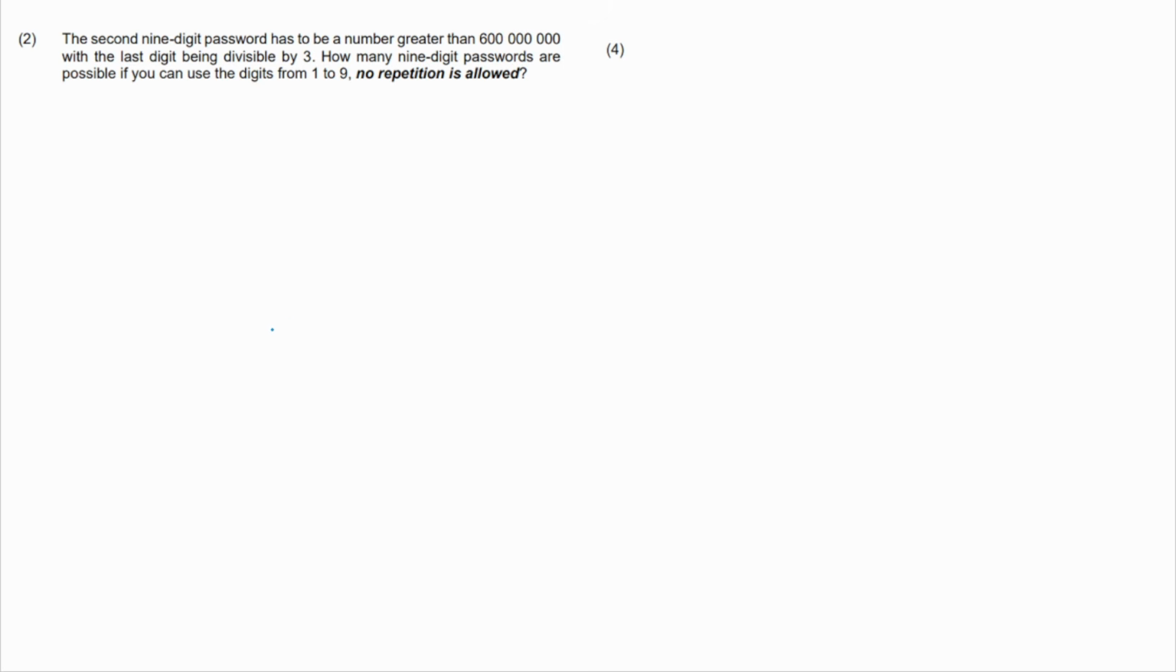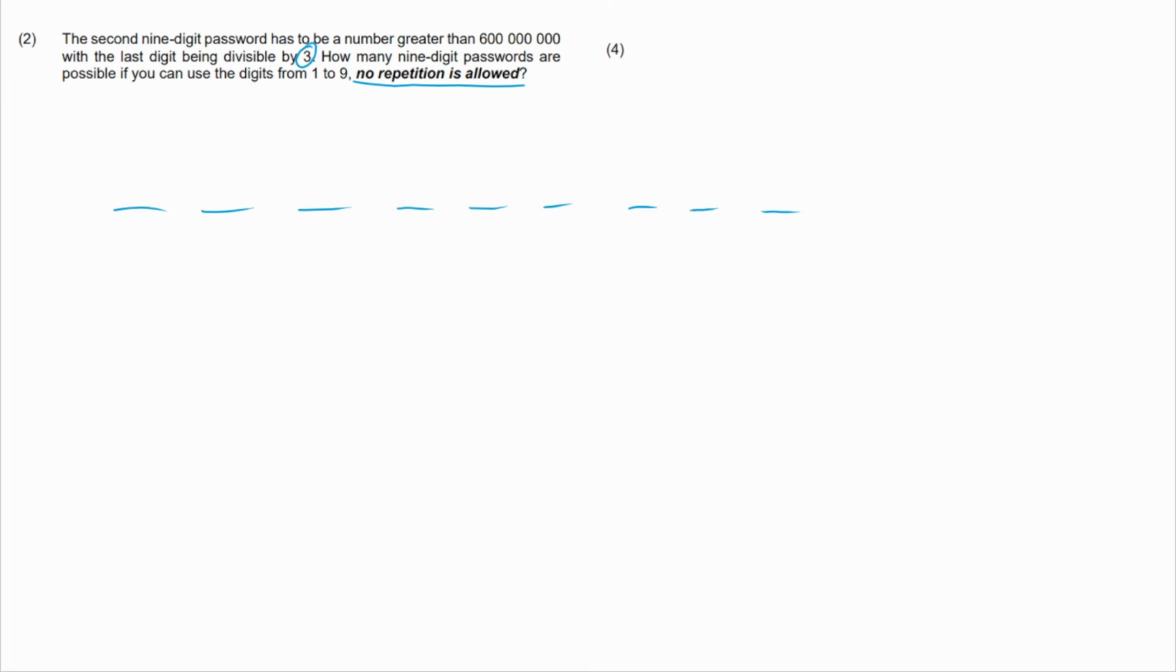Question 2, they say the second 9-digit password has to be greater than 600 million with the last digit being divisible by 3. How many 9-digit passwords are possible if you use the digits 1 to 9? No repetition is allowed. Very important, no repetition is allowed. So let's look at one of them. We have 9 digits, so 3, 6, 9.